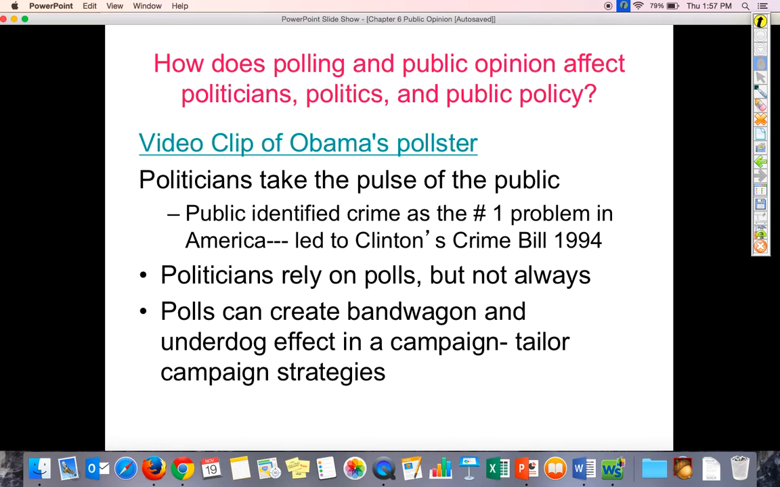It can also create the underdog effect, where you have a popular candidate, but they're not polling well, so you might think they should just drop out. Somebody who might have 1 to 5%, but maybe they're going to do better in the election in certain states. So you have to watch that too and be careful of always relying exactly on polls. So I'm going to stop it at this point. I want you to go back and watch that video clip of Obama's pollster, and then you will be done with this portion of the notes.